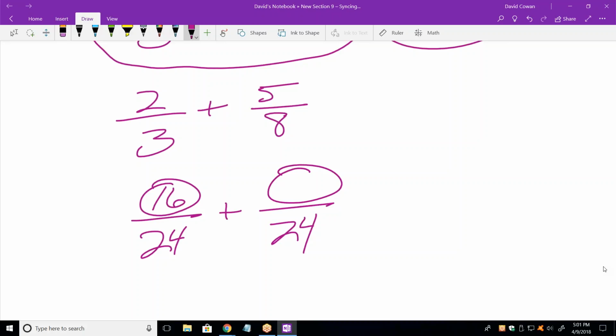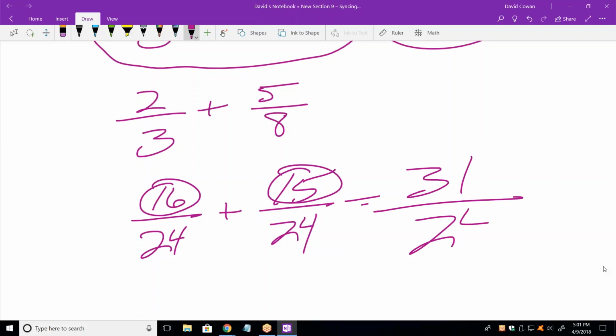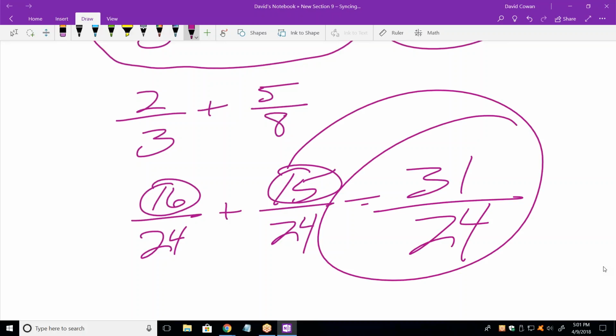Now, what goes in this numerator on the right? Do the same process. Divide 8 into 24, take your answer, multiply it by 5. So 15. Now just operate on the numerator. There's your answer. Notice how much harder it was to add than it is to multiply or divide. Adding and subtracting is by far the more difficult process.